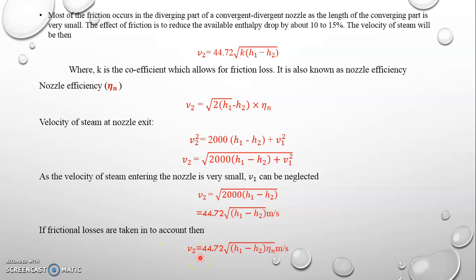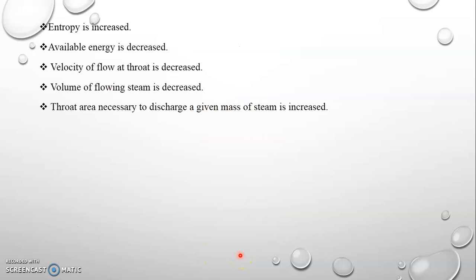V2 is equal to 44.72 square root of (H1 minus H2) times the nozzle efficiency. These are all the important factors that affect the friction. Entropy is increased. Already I told you that the entropy is increased because the velocity will be decreased. The available energy is decreased.